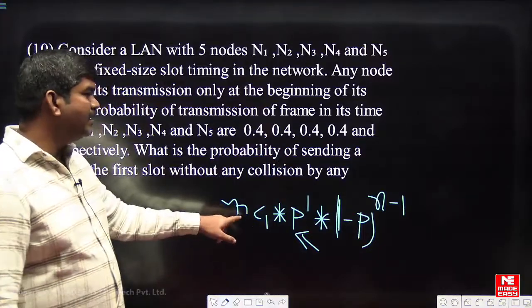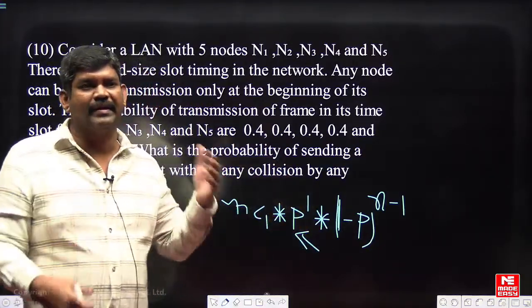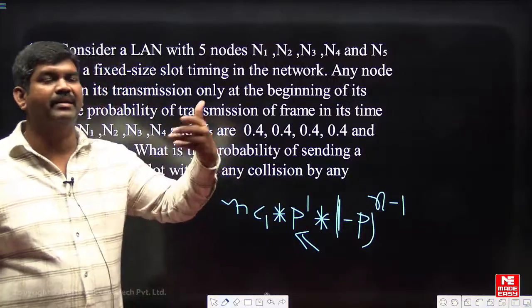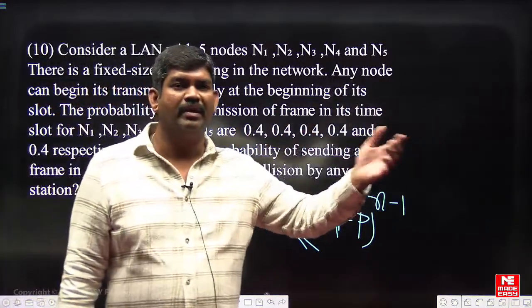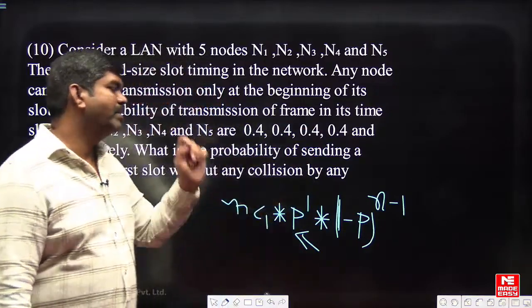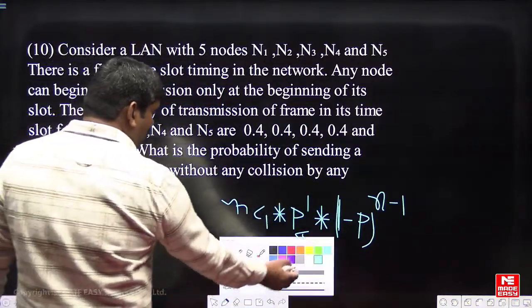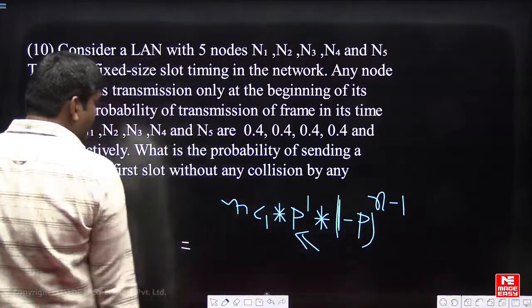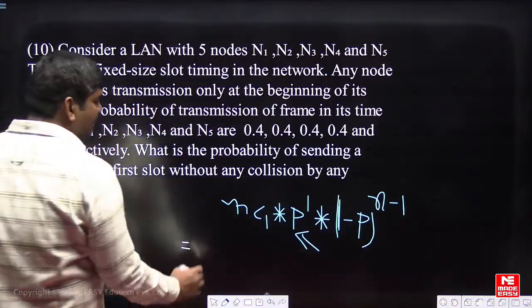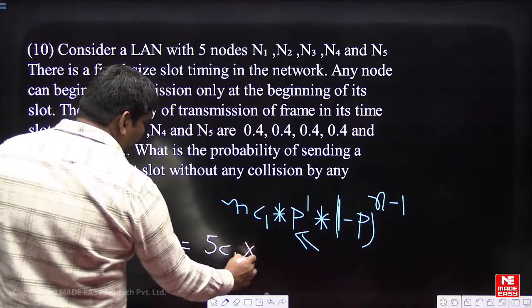Then why is it n? It should be only one station. It can be any one of the stations. It can be the first one, or the second one, or the third one. So, when you say plus 1 plus 1 plus 1, n times, it is going to become n. So, we can say NC1. What is this n? Number of stations. How many stations are given in the problem? It is 5C1, because 5 stations are there.